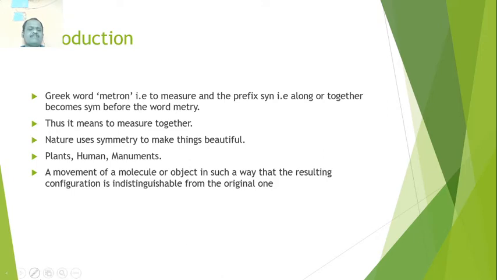As I said, symmetry is present everywhere. It is present in plants, human beings, as well as in monuments. So a general definition of symmetry: a movement of a molecule or object in such a way that the resulting configuration is indistinguishable from the original one. That means when you do any kind of movement on any object and you get a new configuration, that new configuration and the original configuration must be indistinguishable from one another.